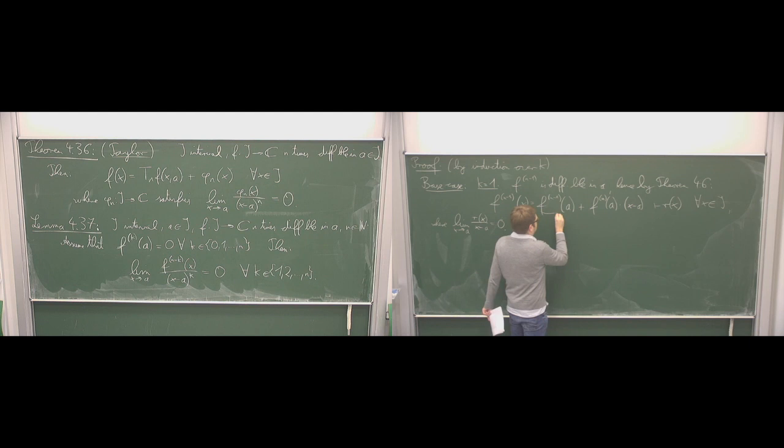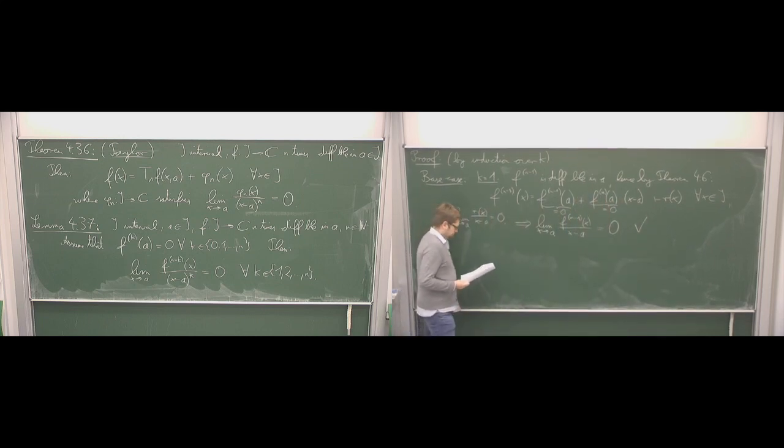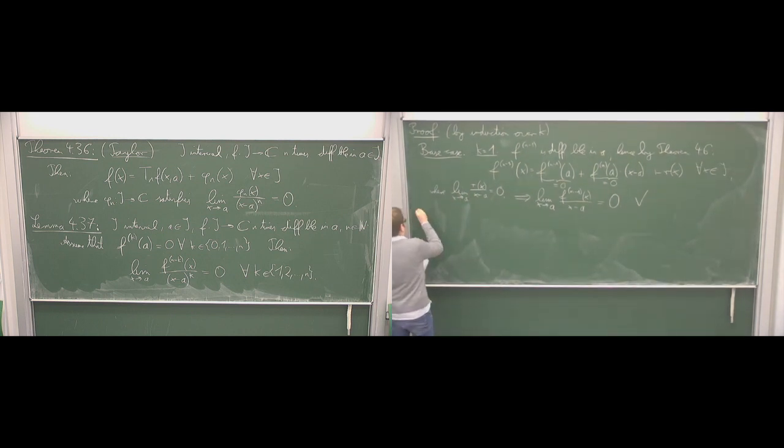But we know by assumption that this is 0 and this is 0. So this means f^(n-1)(x) is the same as r(x). So we get the limit of x going to a of f^(n-1)(x) divided by x minus a is 0, and this is the base case. Okay. So the induction step, this becomes more interesting.